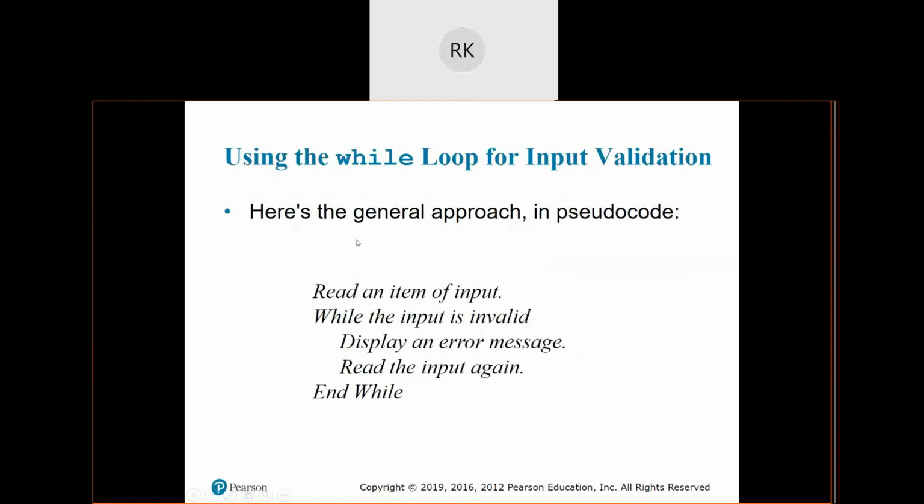Okay, this is the general pseudocode for the while loop: read an item of input, while the input is invalid, display an error message and read the input again, and go ahead and repeat. So, suppose you are entering the marks of 100 students. You can write a while loop and check before any calculation that the numbers are correct. For example, the marks must be greater than 0 and less than 100, so you can check like that.